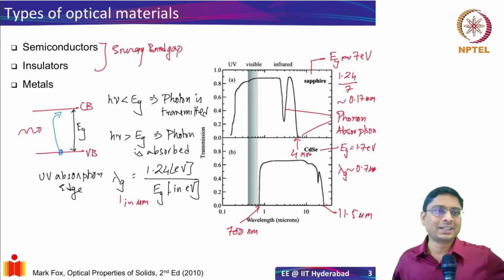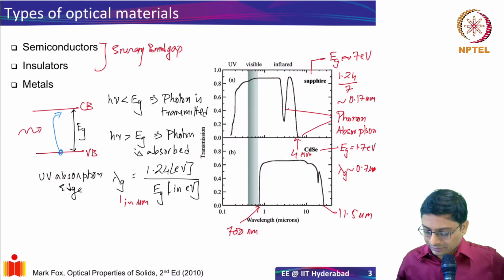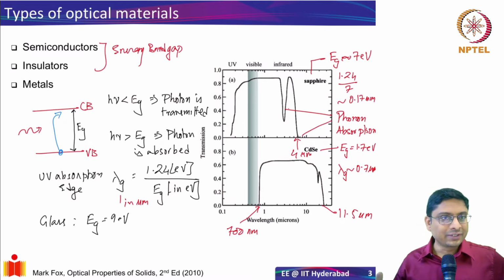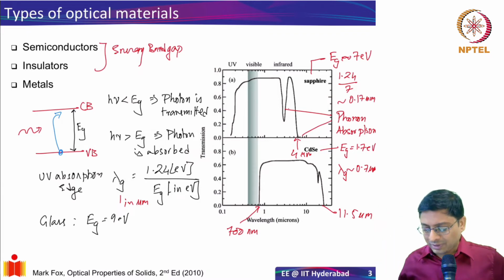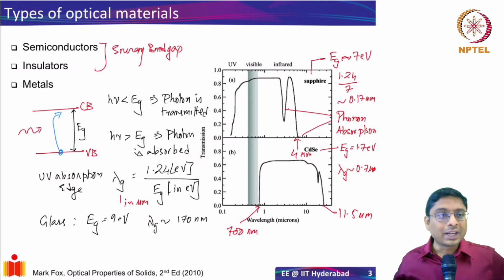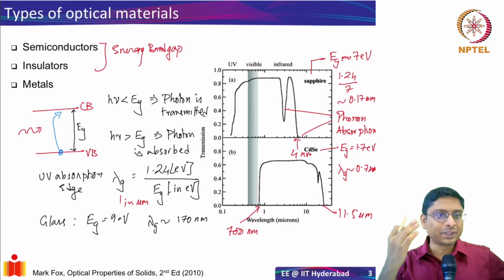A more common example that all of you should be aware of is glass. Let's say I'm wearing my glasses. The glasses are transparent. Glass is nothing but silicon dioxide. Its band gap is about 9 eV. Because it's 9 eV, the UV absorption edge will roughly be around 170 nanometers. So lambda G is going to be roughly 170 nanometers. Any wavelength longer than 170 is going to be transmitted. So all of the visible light is getting transmitted. That's why I see that my glasses are transparent.